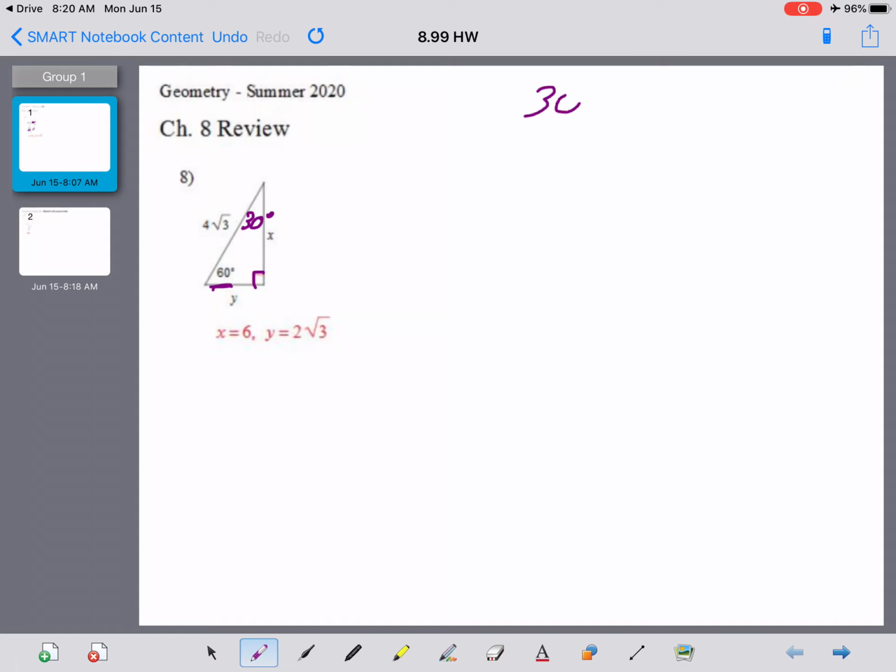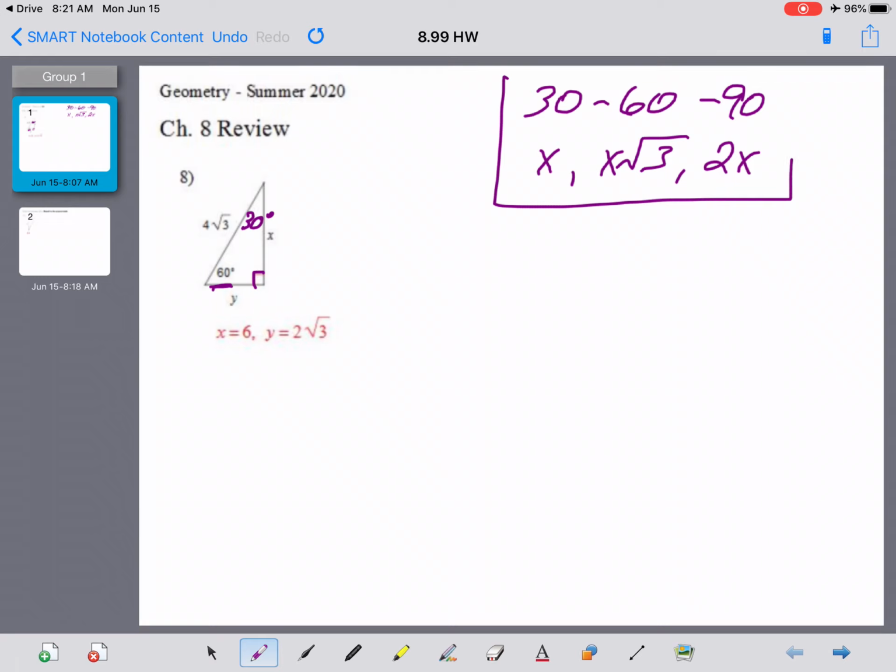So we want to remember that in a 30, 60, 90 right triangle, your side lengths are going to be: the short leg is x, the long leg is x multiplied by the square root of 3, and the hypotenuse is 2x. Now normally, if we were in school, I would tell you guys that's something you need to have memorized. For now, you just want to make sure that you have that available to you somewhere, in your notes or on your homework, when we take the test here in a little bit.